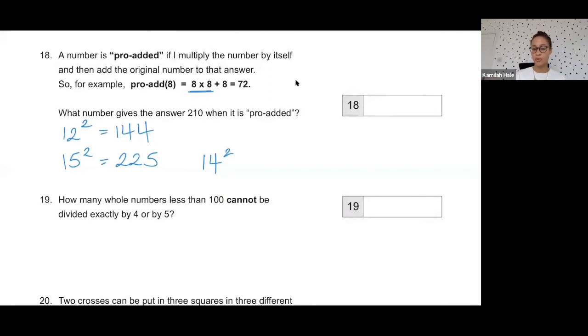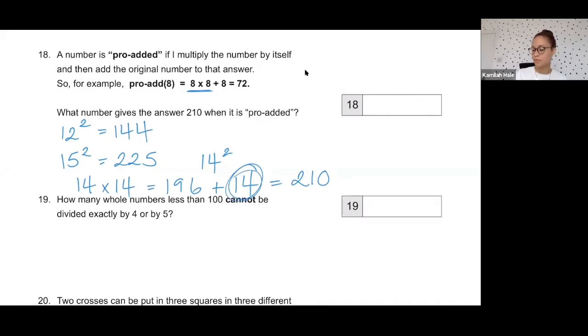So if you pro added 14, you would do 14 times itself, so 14 times 14, and then add the original number, 14, to see if you got the right answer. So 14 times 14 is, I've got my notes, 196. So to pro add, we've done the first part, and then you would add 14 to pro add it. Add 14 gives you 210, so our answer is 14. So what number gives the answer 210 when it is pro added? The answer is 14.